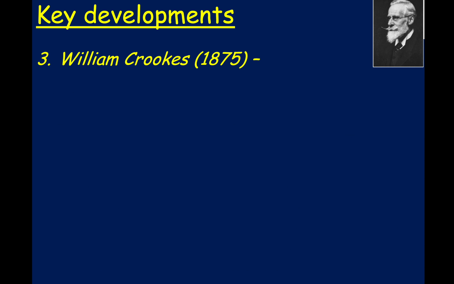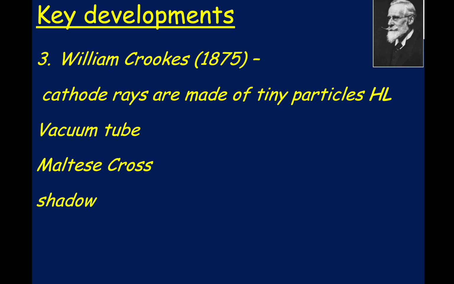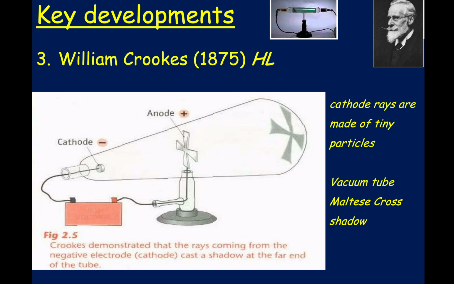So we then move on to a gentleman called William Crookes, and he worked out that these things called cathode rays are made of tiny particles. Now he did this using a thing called a vacuum tube. He put a Maltese Cross, which I'll show you in a second, and he looked at the shadow. So this is the diagram of it.